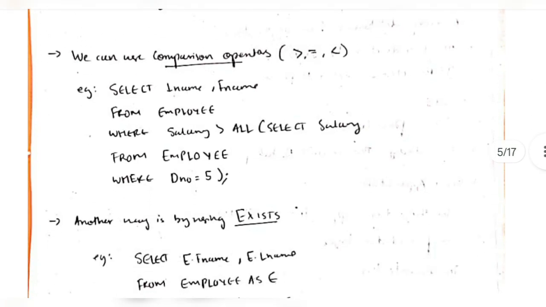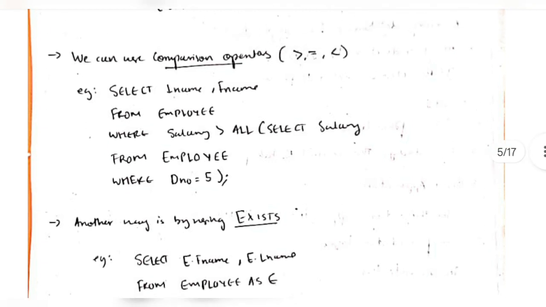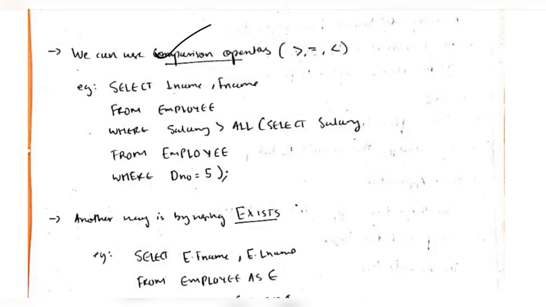And the comparison operator can be used here. For example, first we'll select the salary from employee where department number is 5. So for the people working in department number 5, their salary is selected, and from that, wherever the salary is greater than that of the persons selected in department number 5, those will be selected. That is how the comparison operator is used.